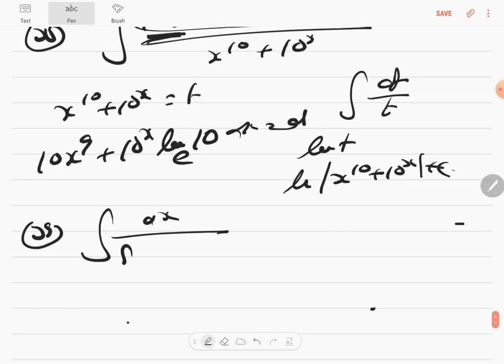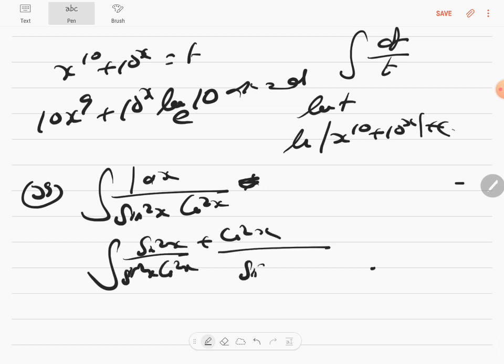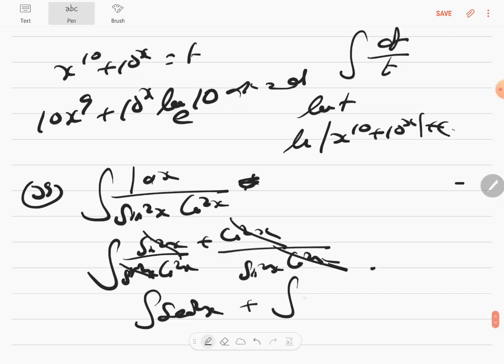It's dx by sin square x into cos square x. There are many ways to think about it. I'll take 1 as sin square x plus cos square x by sin square x cos square x. The advantage is this gets cancelled, it's getting cancelled, it becomes secant square x, and this becomes cosecant square x.